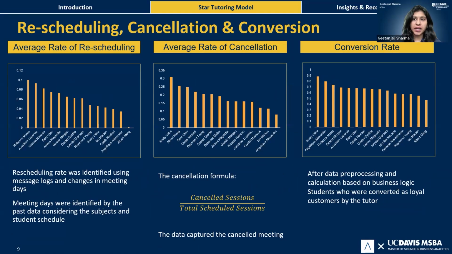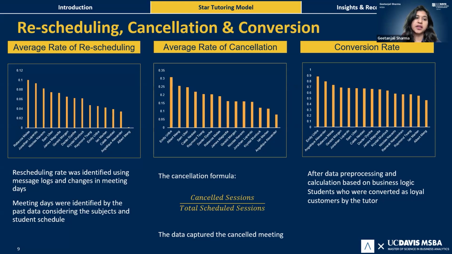The rest of the metrics, that is rescheduling, cancellation, and conversion rate, these were also very important to Sean. So if you look at the first graph, that is the average rate of rescheduling. In this, the logic was very sophisticated because the data did not capture rescheduling as it is. We had to come up with a logic to account for students who are taking 2 classes a week and the other students who are taking only 1 class a week. And there were some students who were taking 2 classes, but of different subjects. So the logic was sophisticated enough to account for all these edge cases as well. And that's how we got the graph.